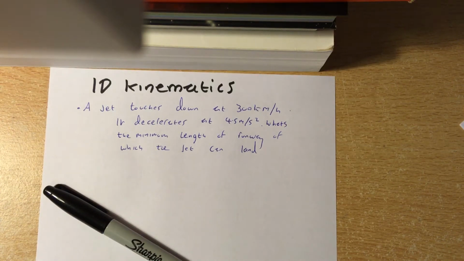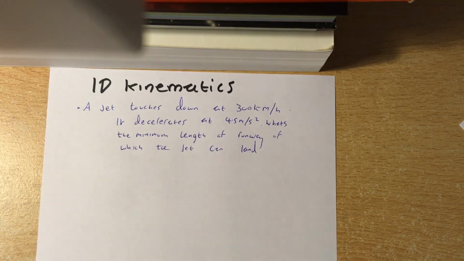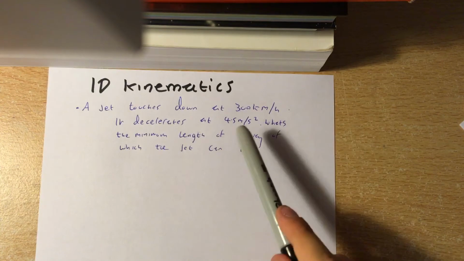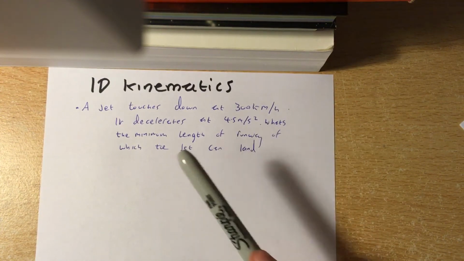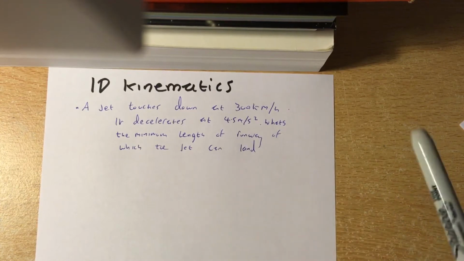This time it will be on one-dimension kinematics. So I'll just be using the equations of motion, the standard ones, to solve this problem. So we have a jet touching down at 300 kilometers per hour. It then decelerates at 4.5 meters per second squared. And we have to find the minimum length of runway on which the jet can land.